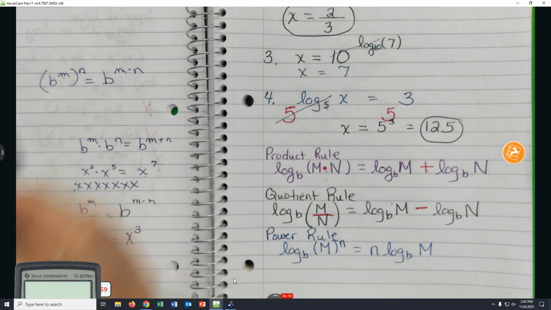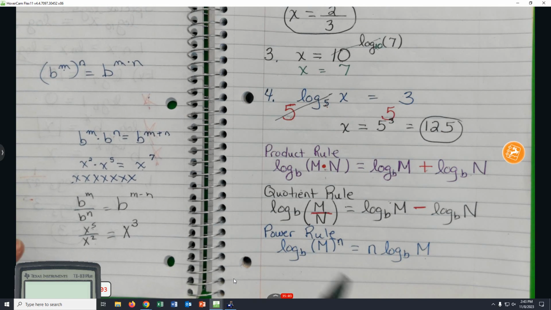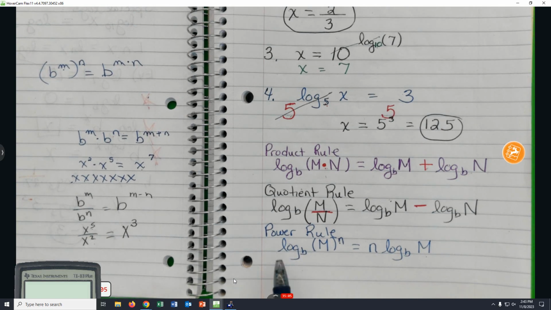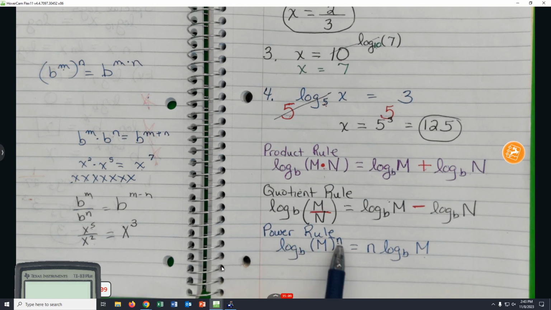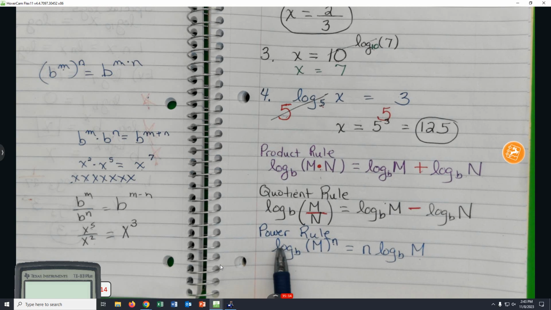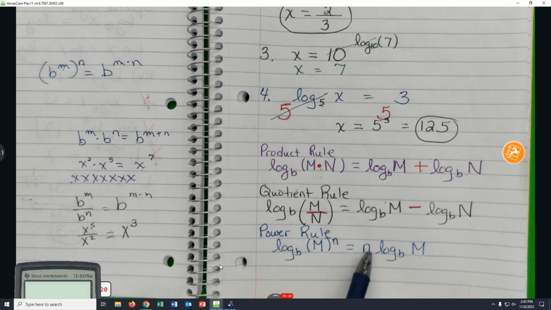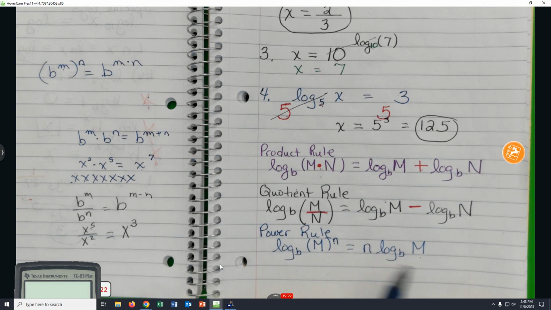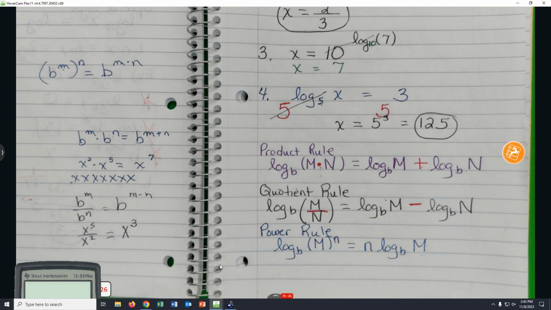M times N. I said a logarithm is just a fancy way of expressing an exponent. A logarithm is just an exponent. So we have an exponent to a power. The logarithm is a power. That number there is a power. A power raised to a power. What do you do? You multiply. You're multiplying the two powers, the n power and the log base b of m power.